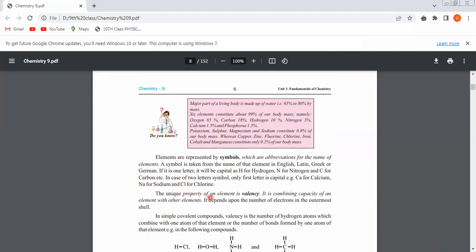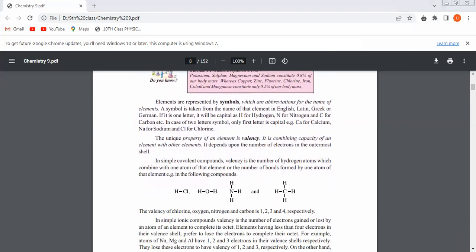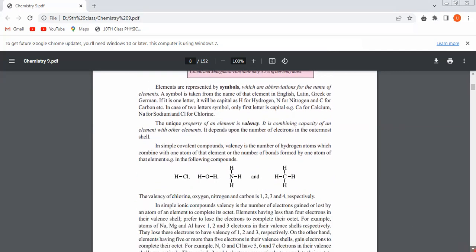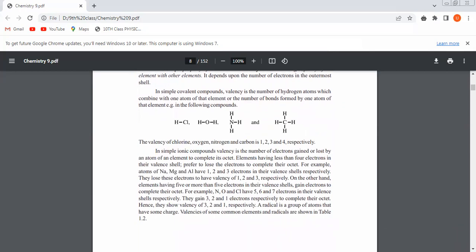The unique property of an element is its valency. It is the combining capacity of an element with other elements. It depends upon the number of electrons in the outermost shell. In simple covalent compounds, valency is the number of hydrogen atoms which combine with one atom of that element, or the number of bonds formed by one atom of that element. For example, in the following compounds, the valency of chlorine, oxygen, nitrogen, and carbon is 1, 2, 3, and 4 respectively.